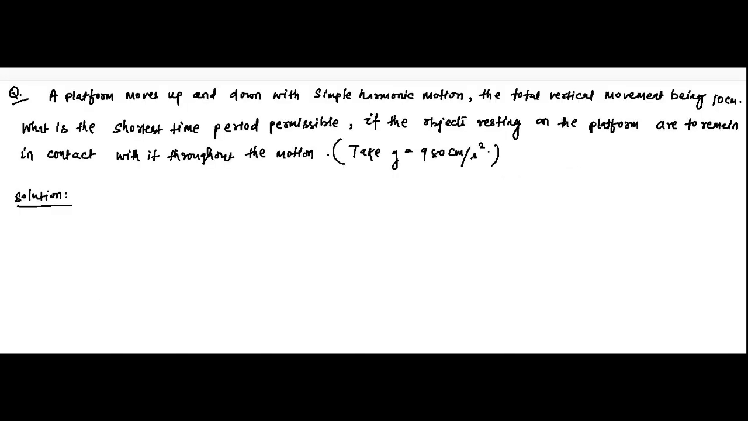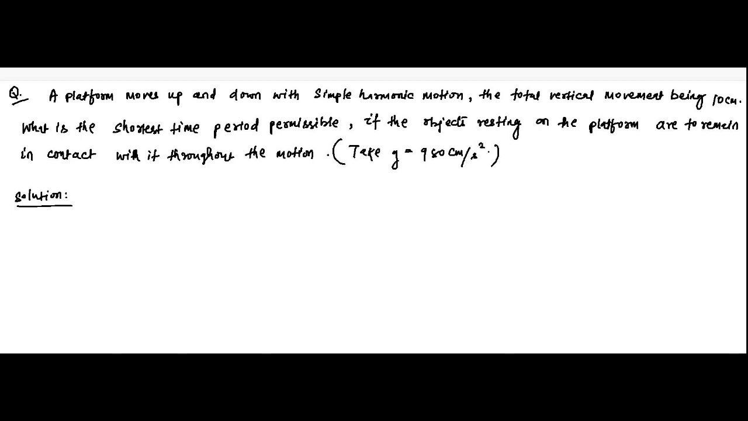So here is another question on simple harmonic motion. It is given that a platform moves up and down with simple harmonic motion, the total vertical movement of the platform being 10 centimeter. What is the shortest time period permissible if the objects resting on the platform are to remain in contact with it throughout the whole simple harmonic motion in the vertical direction?